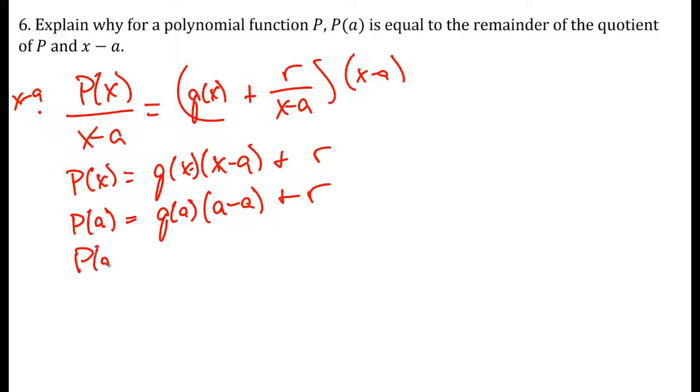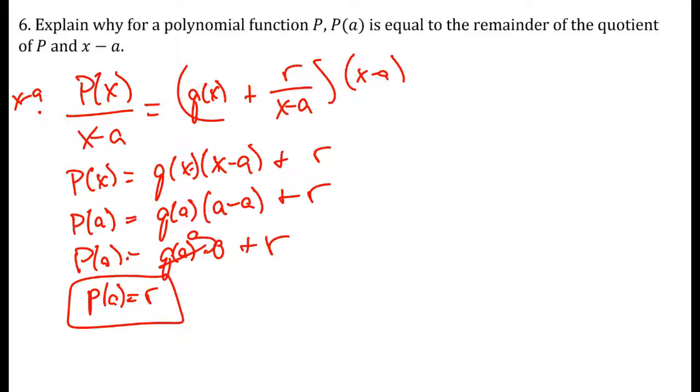So this is q of a times 0 plus r. Well, 0 times anything is 0, which leaves me with p of a equals r, which is my remainder. So this is kind of just going through the proof of the remainder theorem. Will you ever have to do this? No, but you should know where the remainder theorem comes from. It does not fall from the sky.